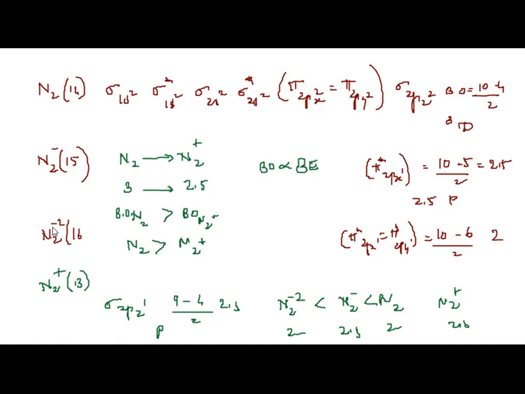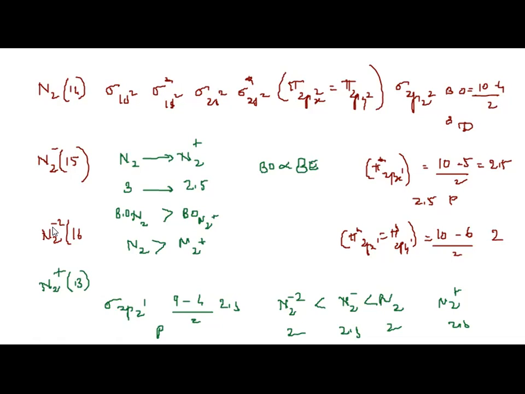N2 plus becomes diamagnetic. In N2 plus, the N-N bond weakens. In O2 plus, the O-O bond increases. Bond order increases. Just as we have seen for O2 all the species and N2 all the species. With that explanation, we can say that diamagnetism is caused how? It is caused due to the absence of unpaired electrons.